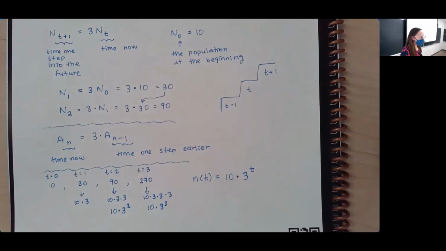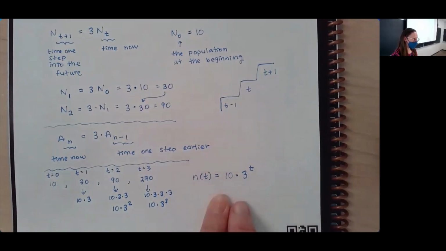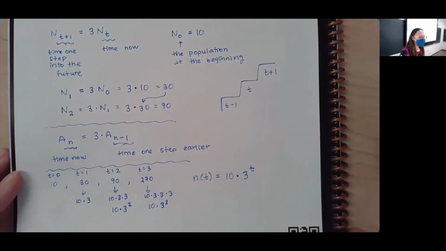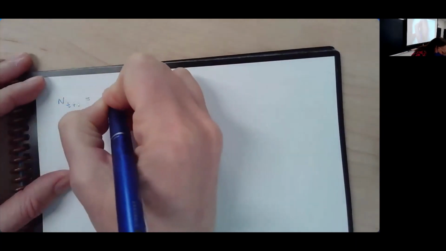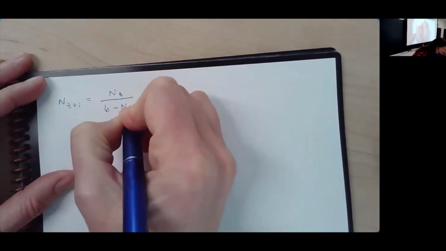A lot of times, our recursive formulas don't nicely lead to something that we can solve to figure out, like jumping straight into the future. A lot of times with our recursive formulas, we really do just have to walk steps out to figure out the next part of the sequence. So I'm going to give us a slightly more complicated one. My slightly more complicated example here is going to be n sub t plus 1 is equal to n sub t over 6 minus n sub t.